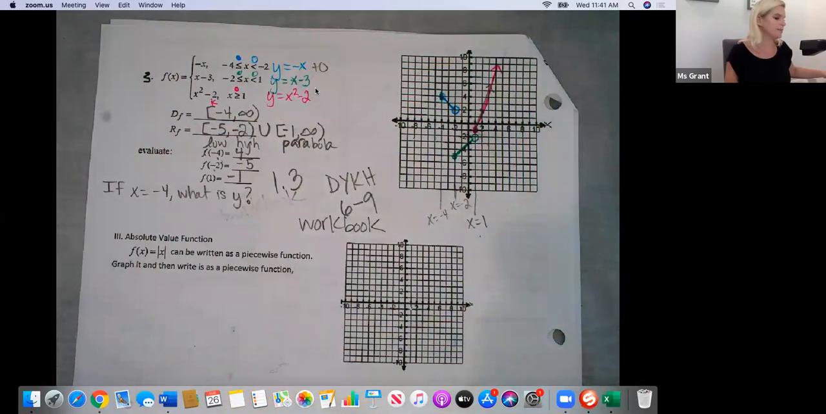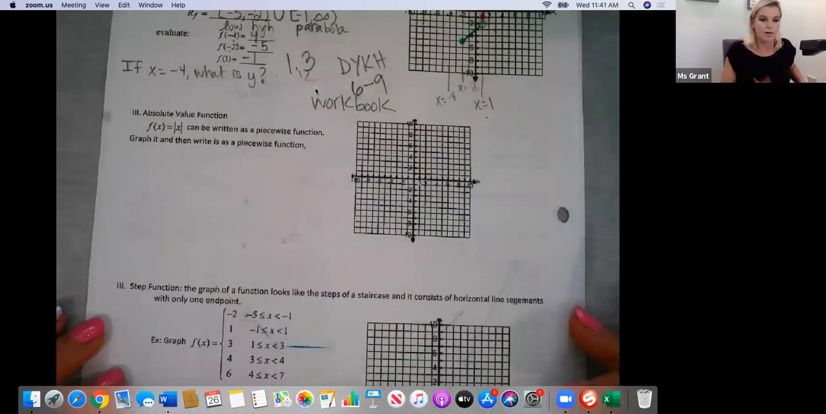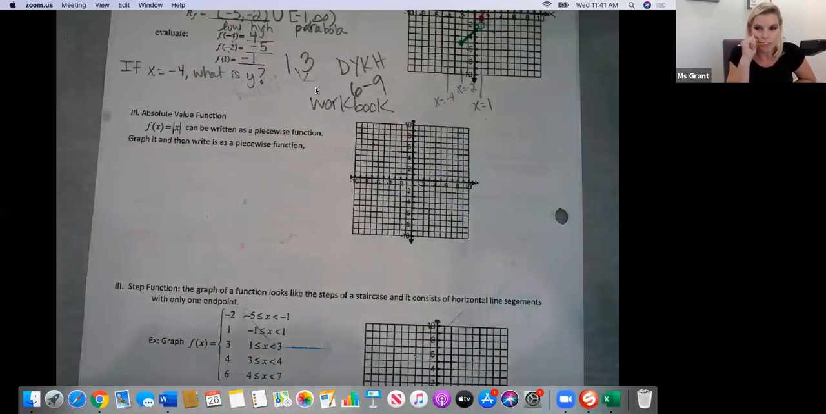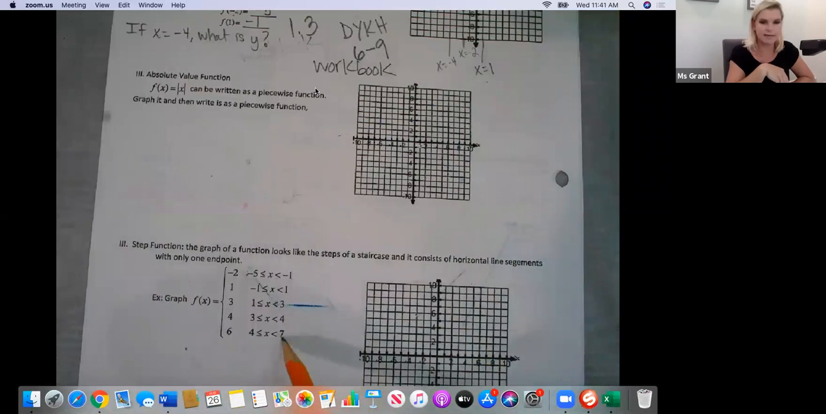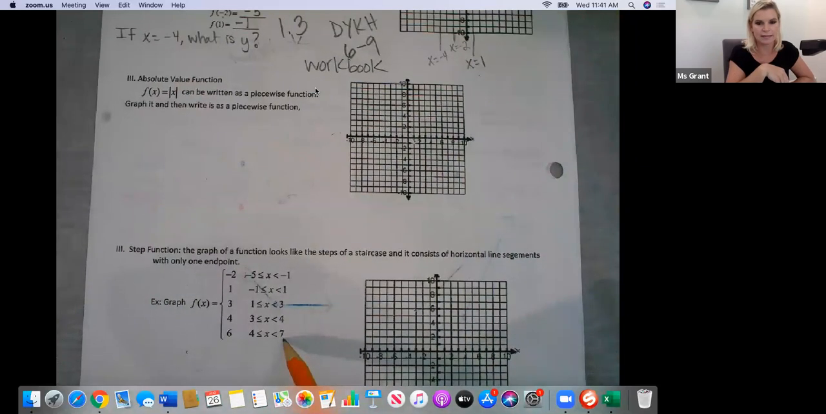All right, you will love today because we have 2 problems to do. The problem that you did in the workbook, where you were given those horizontal lines and you had to draw and write down the piecewise function, is good practice for this right here. You also have seen something like this in your homework last night. So we're going to go more in detail with it.